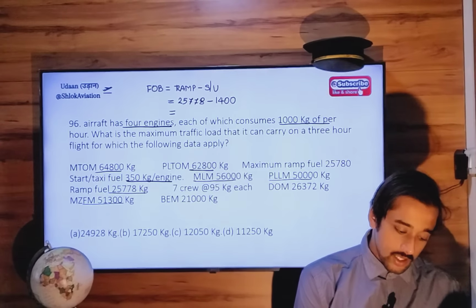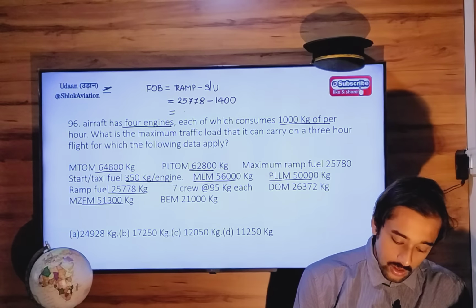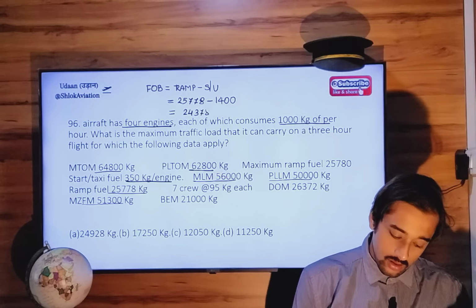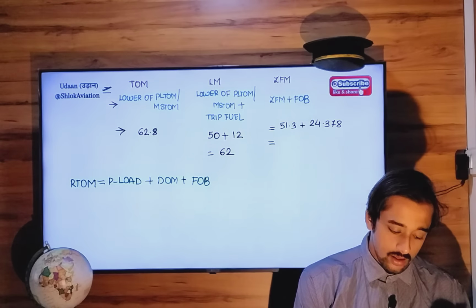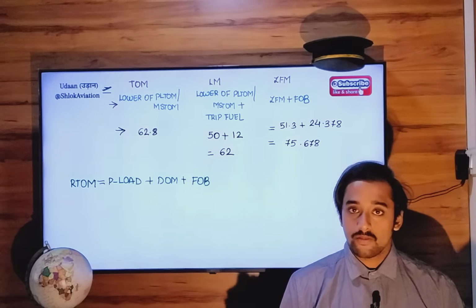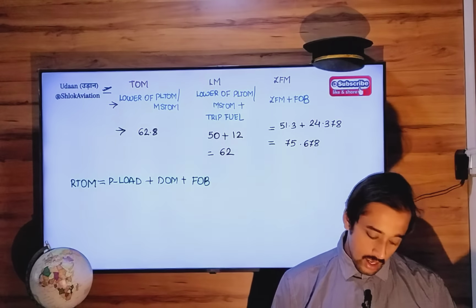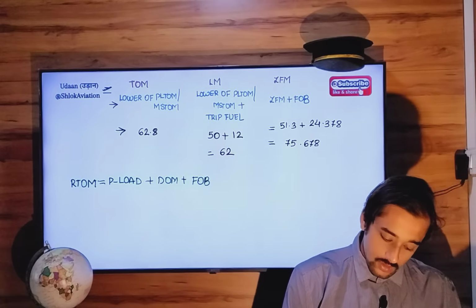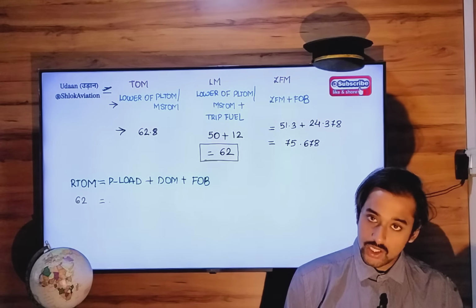Now 25,778 minus 1,400 is 24,378. 24.378. 51.3 plus 24.378 is 75.678. Now out of these three values, you have to select that value which is the lowest of them all, and that value is 62. So 62 becomes the regulated takeoff mass.